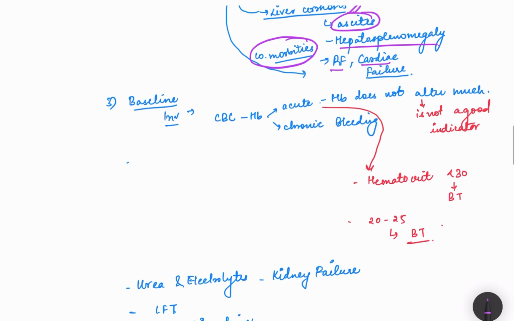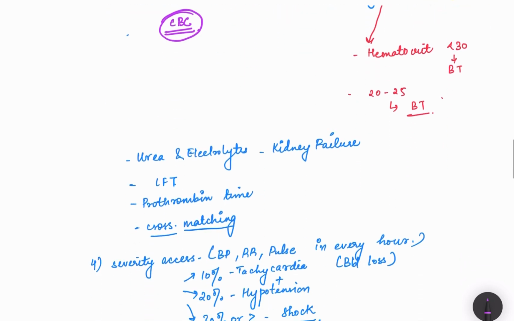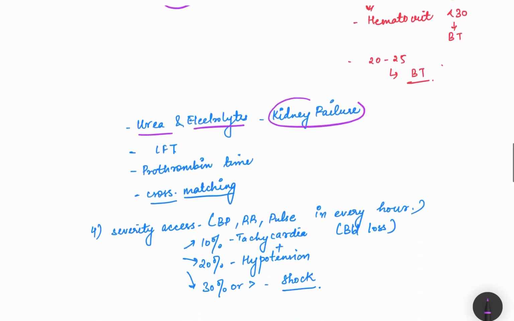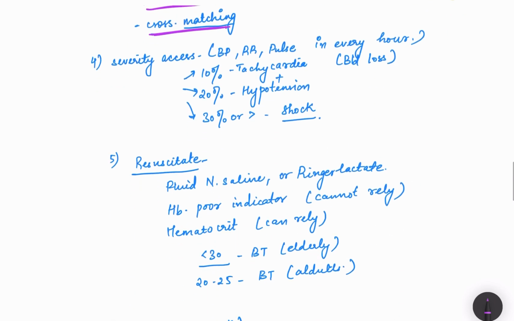Third is baseline investigation. Baseline investigation can be done by taking a complete blood count of hemoglobin. In acute cases, HB does not alter, but in chronic cases, HB will be altered very much. But HB is not a good indicator, so we will do hematocrit. Second, urea and electrolytes in kidney failure, liver function test, prothrombin time, cross matching. Fourth is severity assessment. Severity can be assessed by BP, respiratory rate, pulse rate every hour. So we will check whether the person is having blood loss or not.